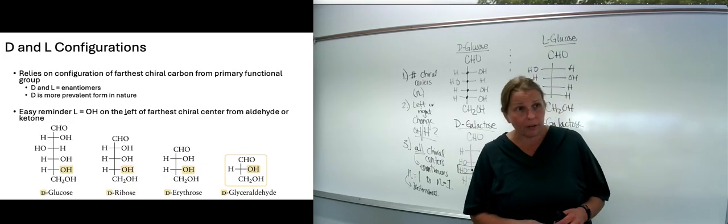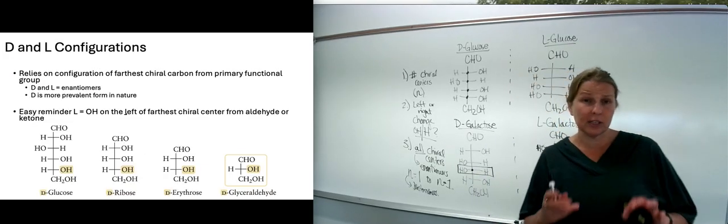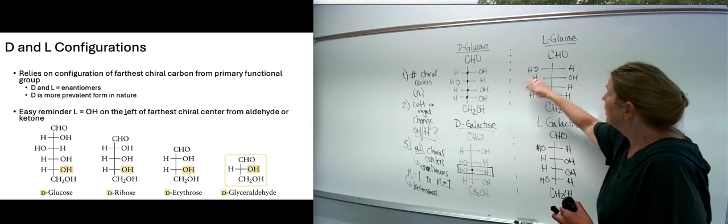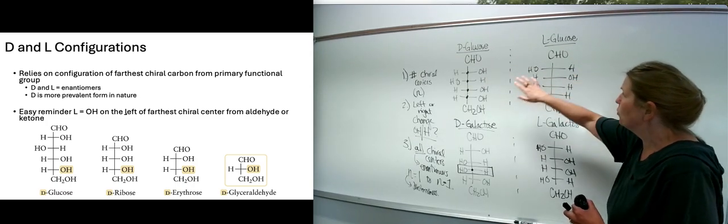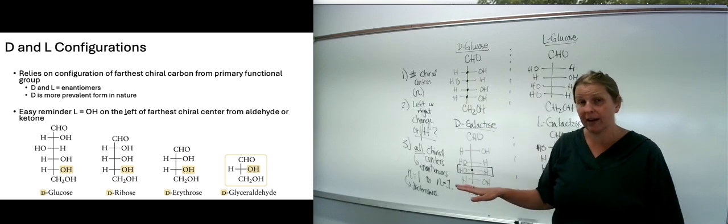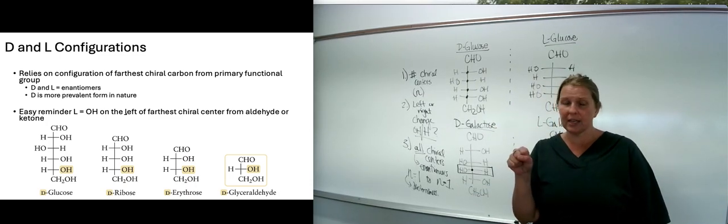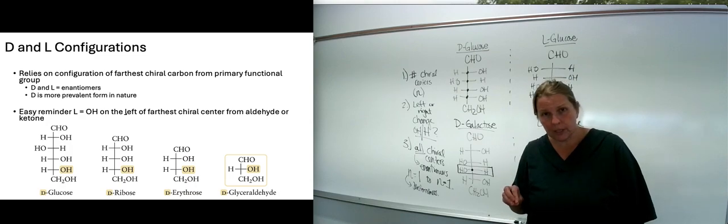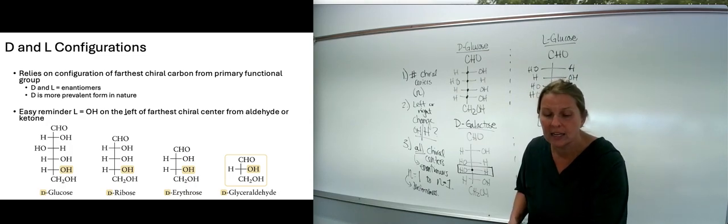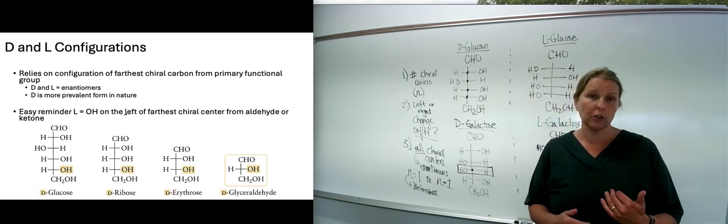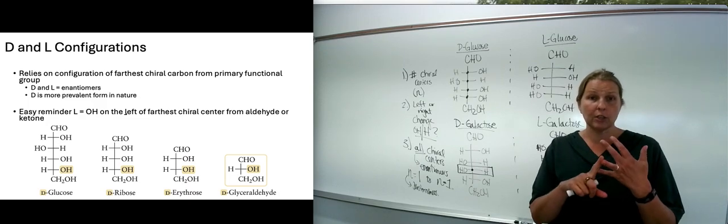So if we take a look at this D versus L, we talked about how we can tell whether or not things are enantiomers. However, how do we tell if something is the L enantiomer or the D enantiomer? Well, what you want to do is look and find the farthest chiral center from the aldehyde or the ketone functional group.